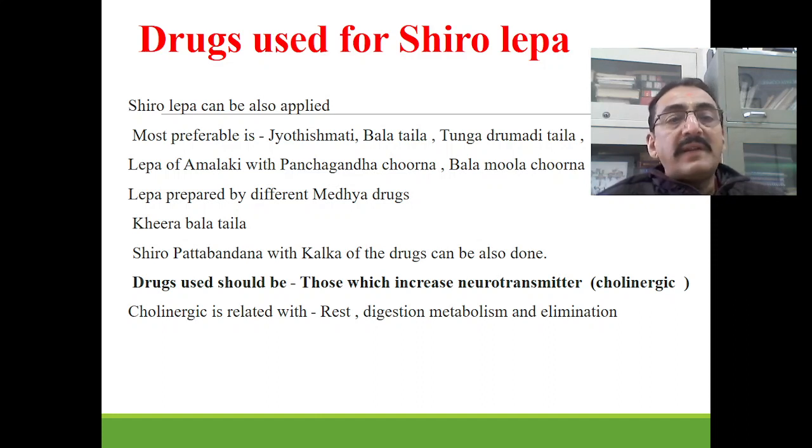Another option is Shiro Pattabandhana with the Kalka of the drugs. Just like we go for Pattabandhana in the limbs, we can also go for Pattabandhana in the Shiro area. The drugs used are usually those which increase the neurotransmitter activity, especially cholinergic, parasympathetic. Cholinergic is related to rest, digestion, metabolism and elimination. Here it gives rest, which means it decreases the excitability of the neurons.